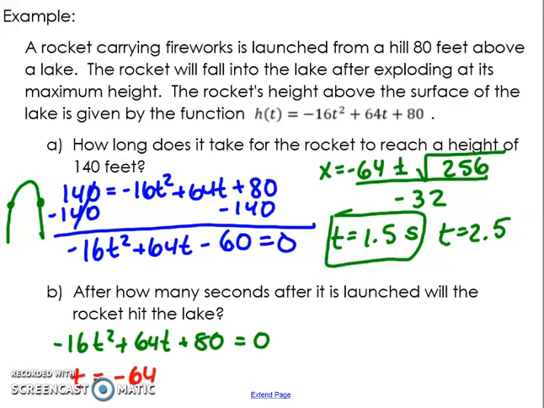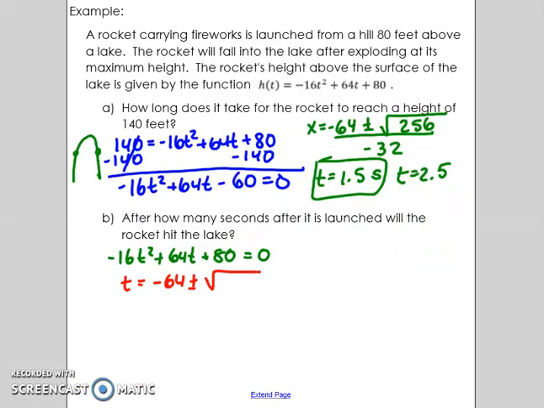So negative 64 plus or minus the square root. If I do b squared minus 4ac, I get 9,216 over negative 32. And again, this is a perfect square, so if we were to factor it, it would have worked. Plug it in the calculator twice. So negative 64 plus the square root over negative 32, and negative 64 minus the square root. So you're going to get two different answers. So t is going to equal negative 1, and t is going to equal 5.